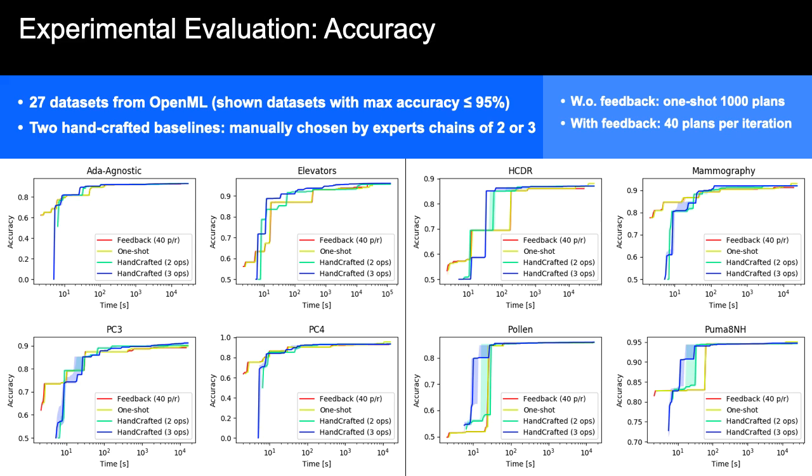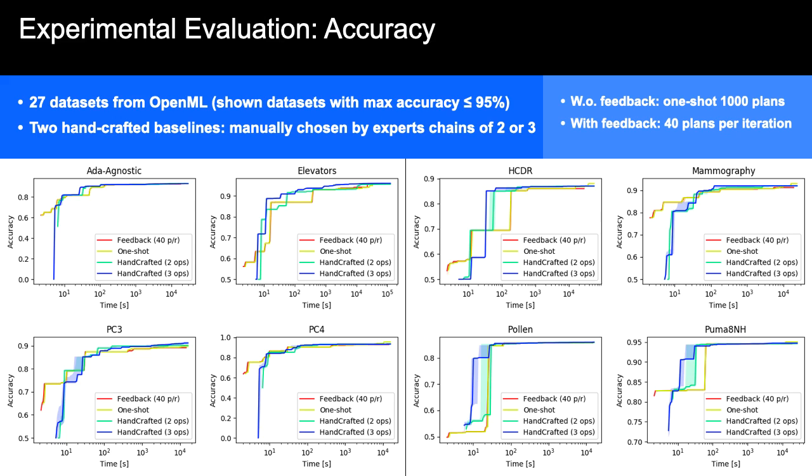Our experiments show that changing the number of pipelines per round has limited effect on accuracy. In general, feedback accuracy is very close to one-shot. We conjecture that our approach, which penalizes algorithms that participate in pipelines of low accuracy, is too simplistic to be able to guide the search towards pipelines of higher accuracy.